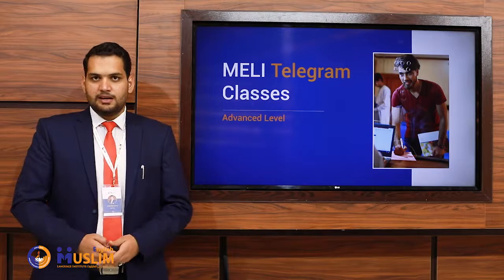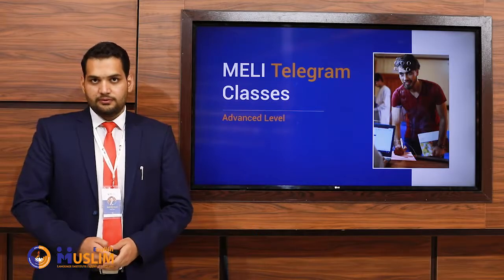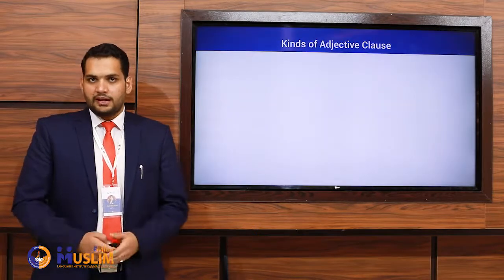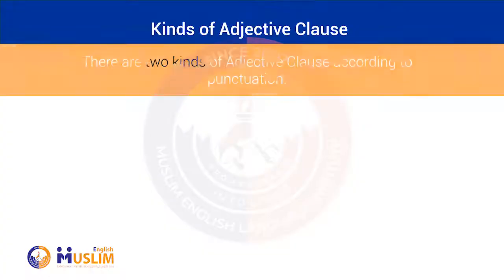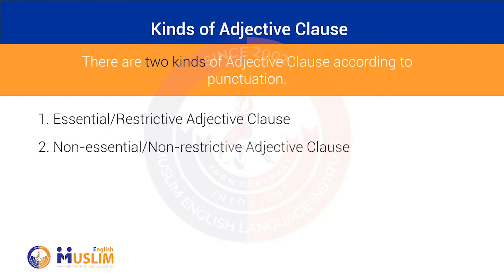Now that we have talked about the markers of adjective clause, today we're going to talk about the kinds of adjective clause. According to punctuation, an adjective clause has two types. Number one, essential or restrictive adjective clause, and number two, non-essential or non-restrictive adjective clause.